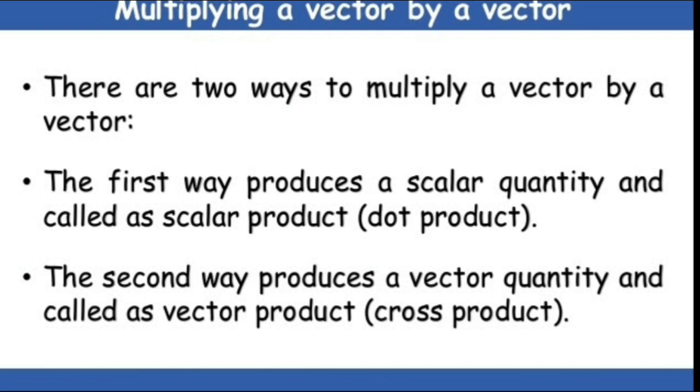And the second method produces a vector quantity as the product, and that method is called the vector product or cross product. So today we will be discussing the dot product of two vectors.